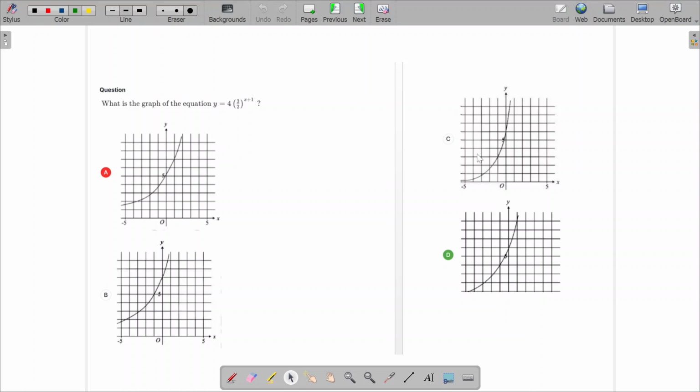What is the graph of the equation? Whenever an equation is given in exponential form and graphs are given, the best way is to plot the graph on Desmos and just compare the graphs. So I'll write this equation on Desmos. Allow me some time, let me write it down and then we'll compare.